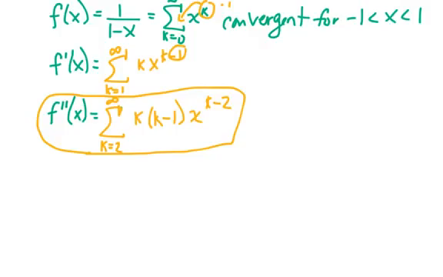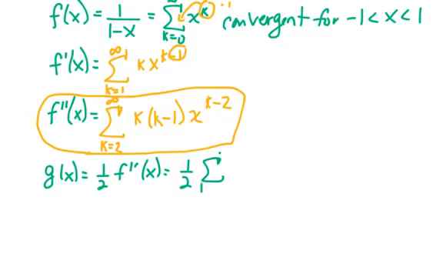So g of x is equal to 1/2 times the second derivative, which would be 1/2. And now I'm going to drop in the representation that I have, which is the sum from k equals 2 to infinity of k minus 1, x to the k minus 2. Now, I'm going to rewrite that in the form of the geometric series so that I can apply the convergence that we know for a geometric.